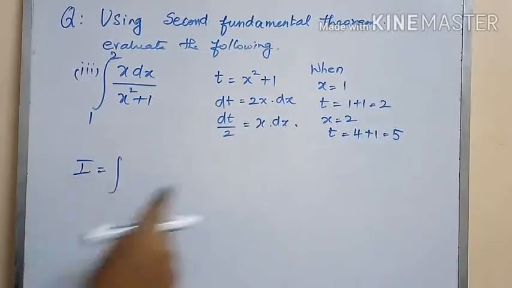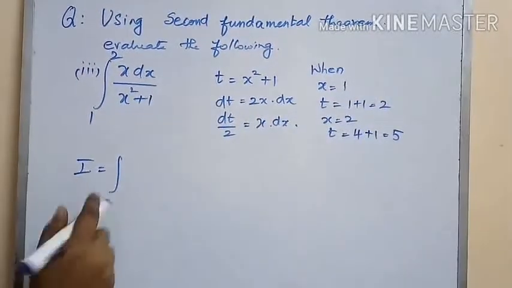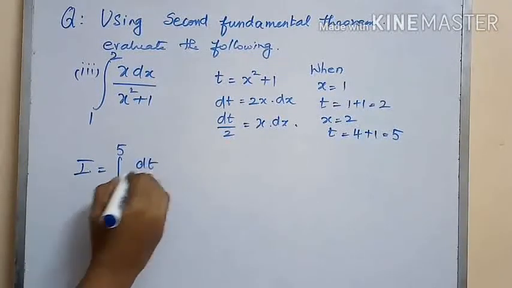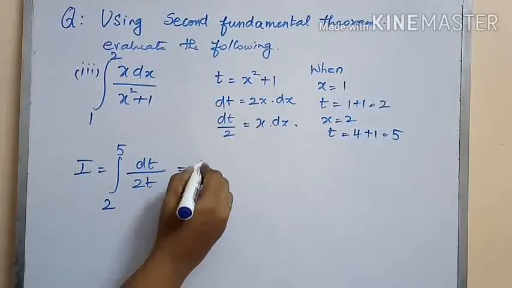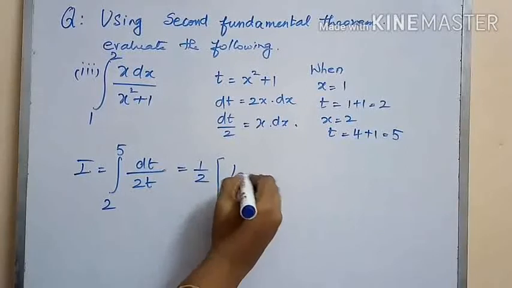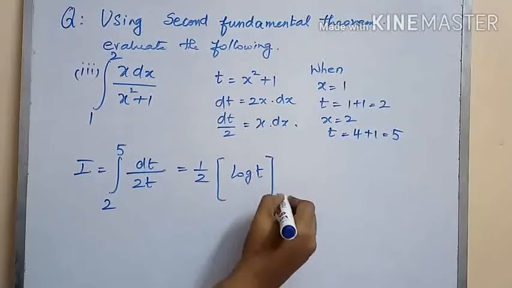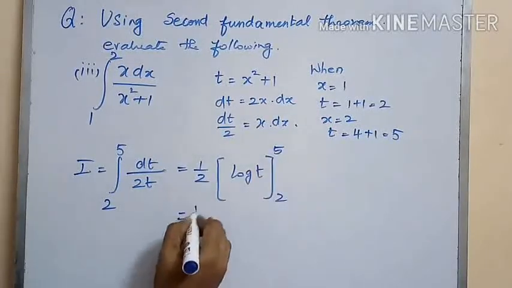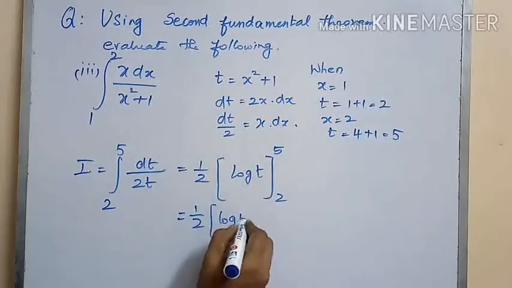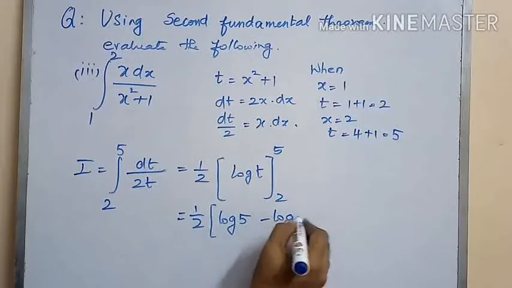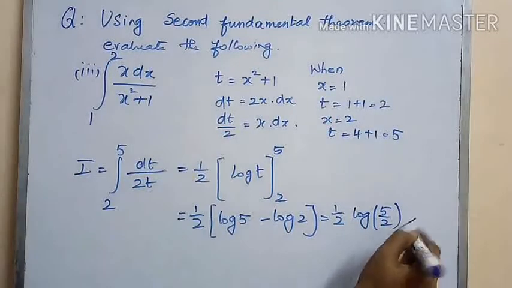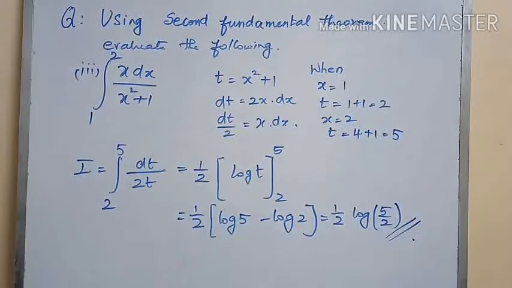So when we are substituting, we have to also consider the limits. So here the limit changes and the new limits are 2 to 5 dt by 2t. Bringing out 1 by 2, we get log t. Substituting the upper limit, we get log 5, lower limit minus log 2. So which will give half into log of 5 by 2.